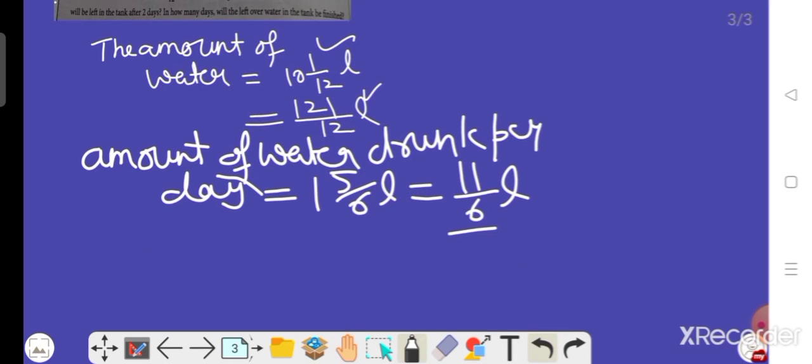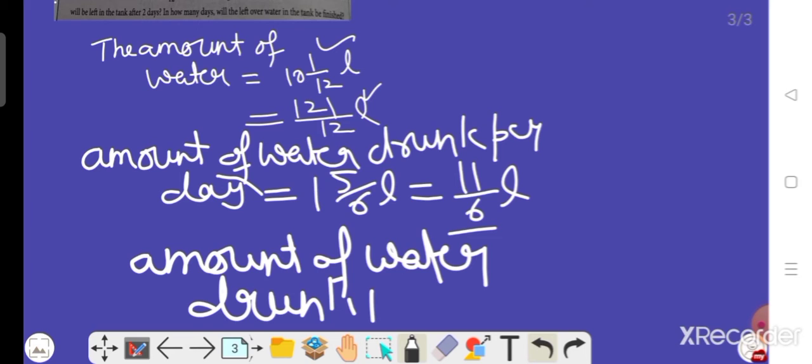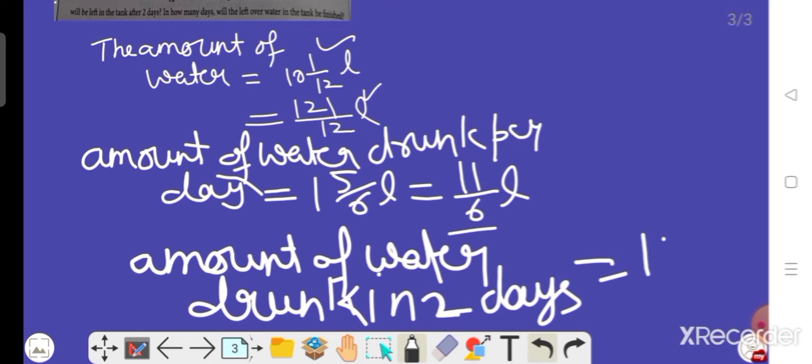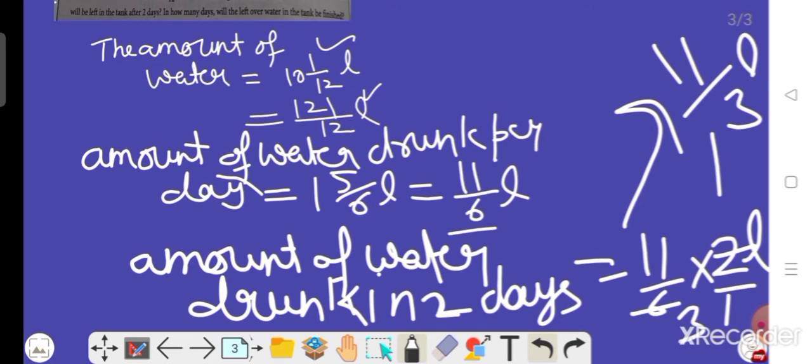So the amount of water drunk in 2 days is equal to 11/6 multiplied by 2 liters. As you know, there is a highest common factor of 2 between 2 and 6. We can cancel this. This will become 1, this will become 3. So the amount is equal to 11/3 liters.